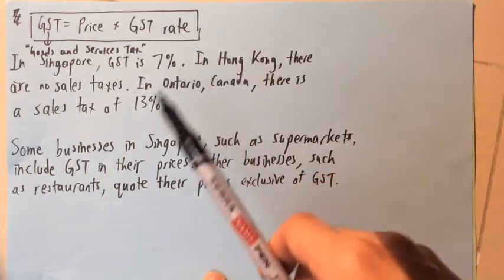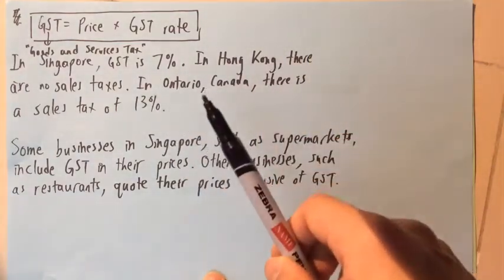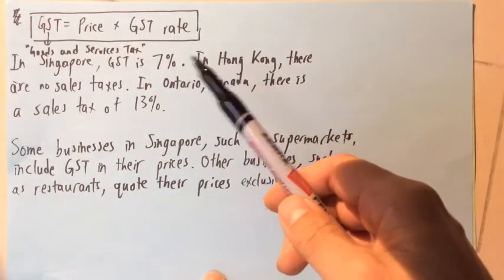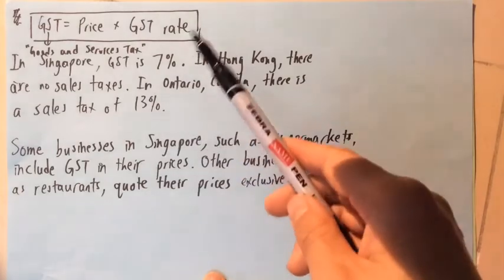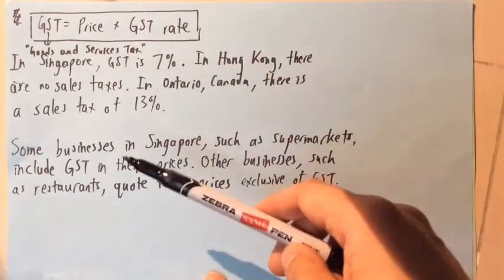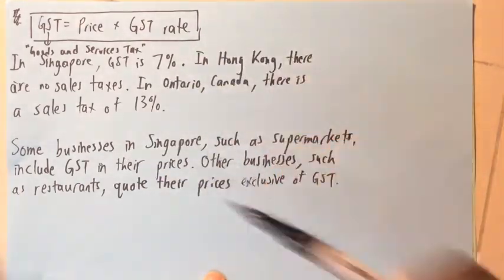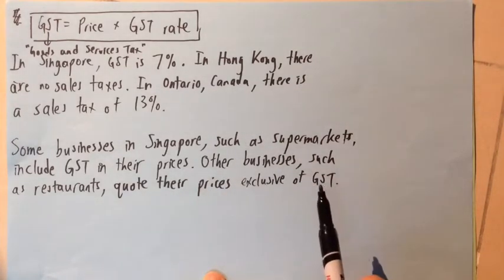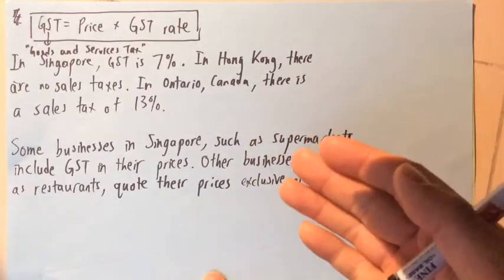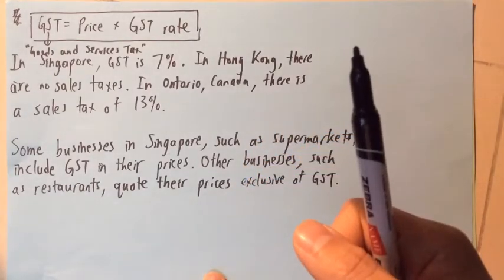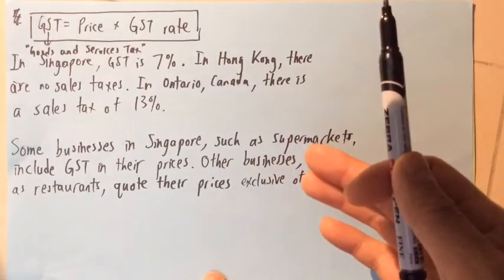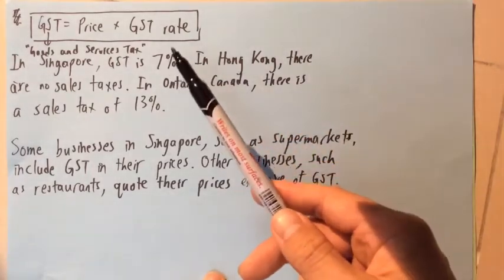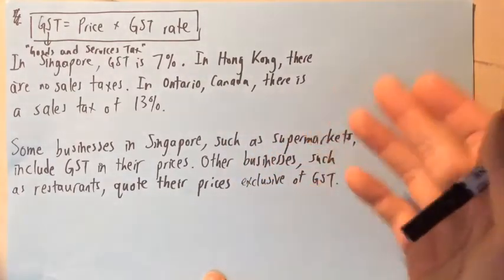So if you buy something for, say, $10.70, the 70 cents in the price tag is already included in the GST. Now, other businesses, such as restaurants, quote their prices exclusive of GST. That means if you go to a restaurant in Singapore and you order, say, a dish for $20, you will not be paying $20. You'll be paying $20 plus an extra 7%, which should be $21.40.